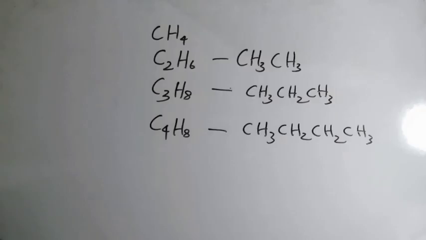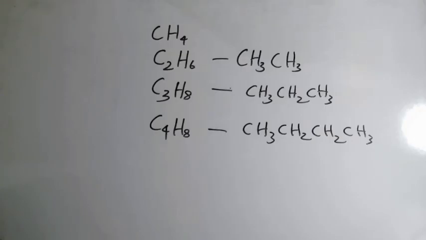Now, hydrocarbons just have chain isomers because they don't have any heteroatom. If they have a heteroatom, then it is possible to have functional group isomers and positional isomers. But there are no heteroatoms here, so we focus only on chain isomers.